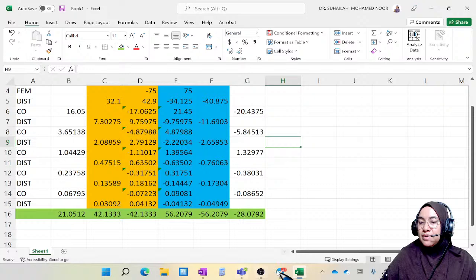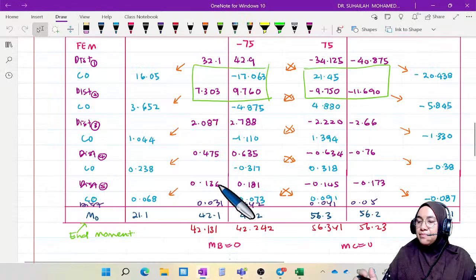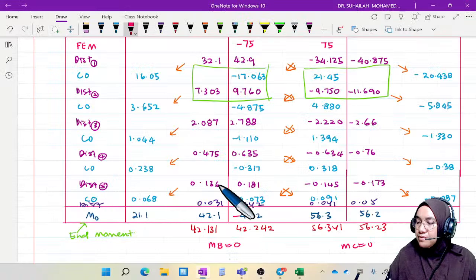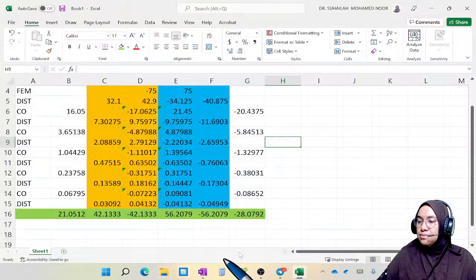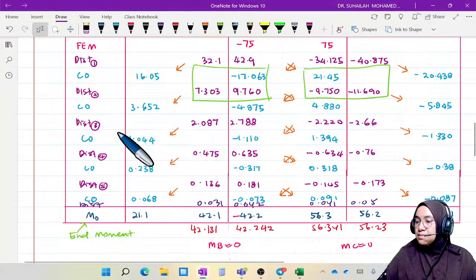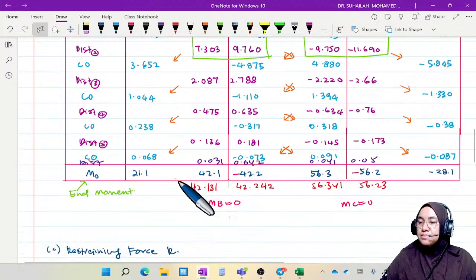So this is negative, this is negative. Negative value, 56.2. Okay, it is 56.2. So this answer is acceptable, doesn't matter, it is acceptable.